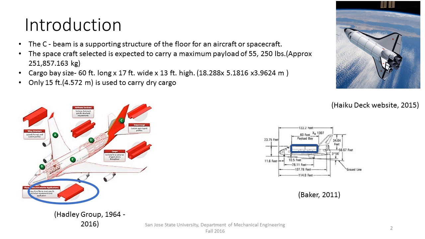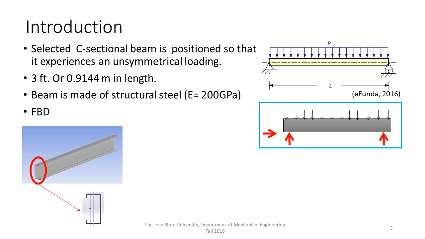Only 15 feet, however, will be used to carry the dry cargo. The selected C-sectional beam is positioned so that it experiences an unsymmetrical loading. This is presented via the 3D view below. The loading is expected to be along this top area of the beam. In the theoretical 2D view, the loading is depicted as a distributed load over a simply supported beam. The overall length of the beam is expected to be 3 feet and is made out of structural steel.